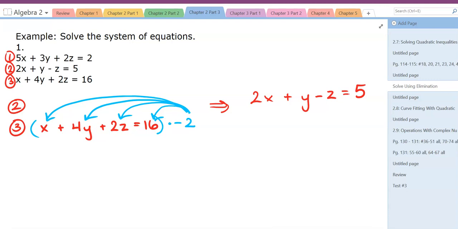So you have negative 2x. Negative 2 times 4y is going to be negative 8y. So minus 8y. Negative 2 times that 2z is going to be negative 4z, so minus 4z. And then 16 times negative 2 is negative 32.